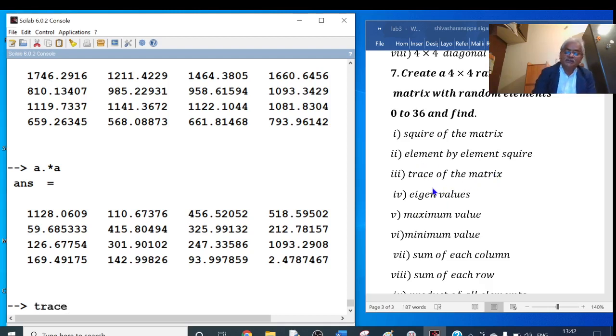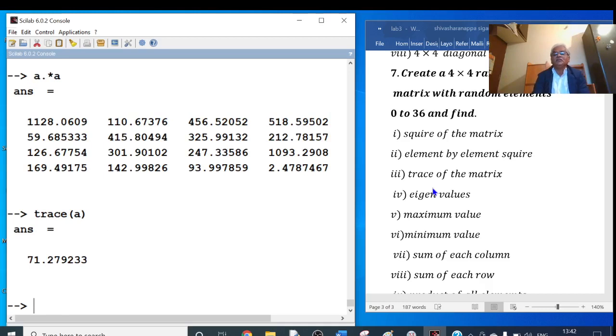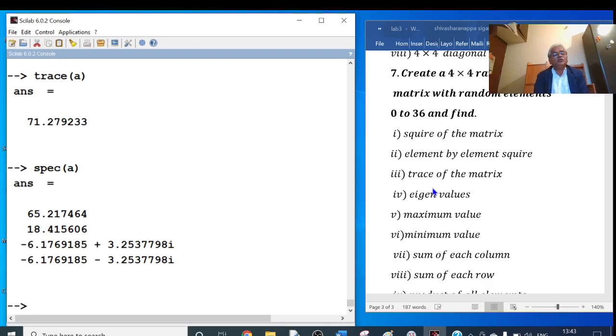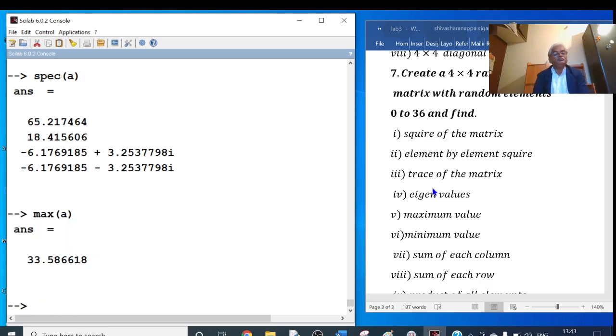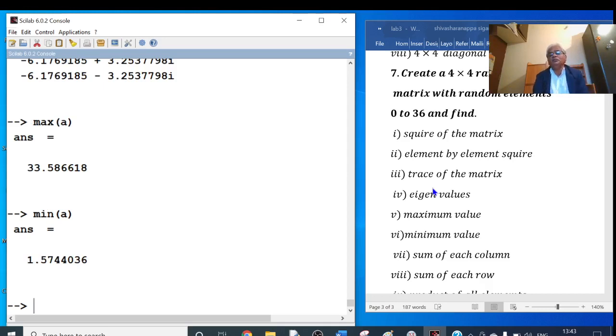The command is trace, open bracket A, close. This is the trace of the matrix. Eigenvalues: the command for eigenvalues is SPEC A. Okay, enter. These are the 4 eigenvalues. Maximum value: the MAX command, write the matrix name here, A. I have taken small a. Max A. This is the maximum value of the matrix A. Minimum value: MIN in the bracket A. Enter. This is the minimum value.